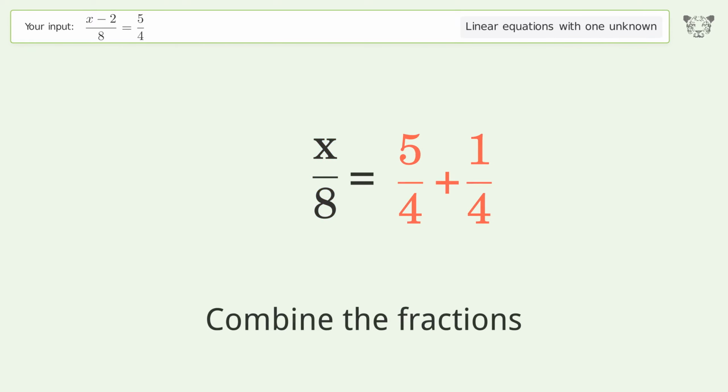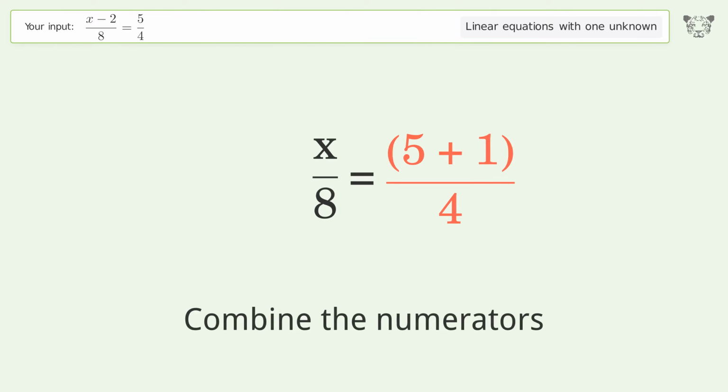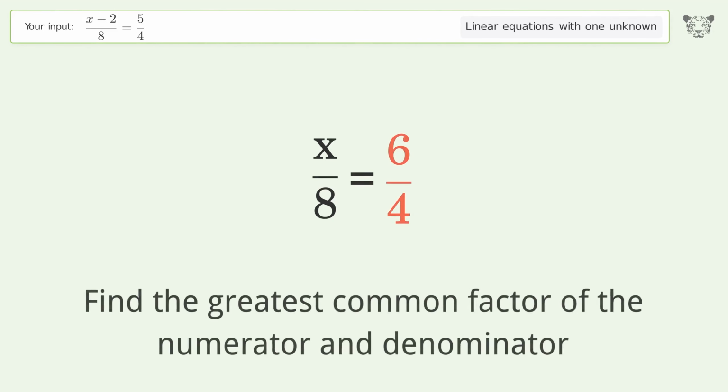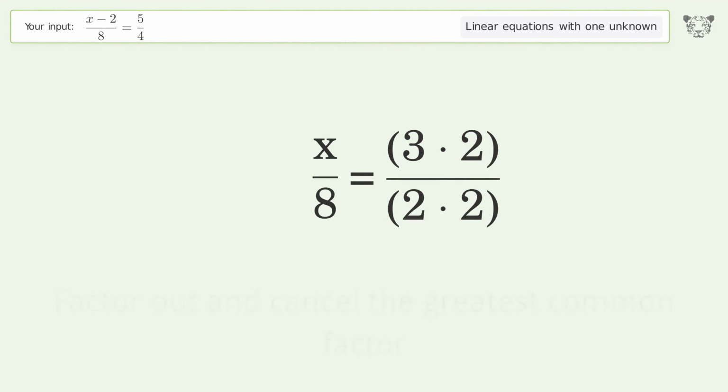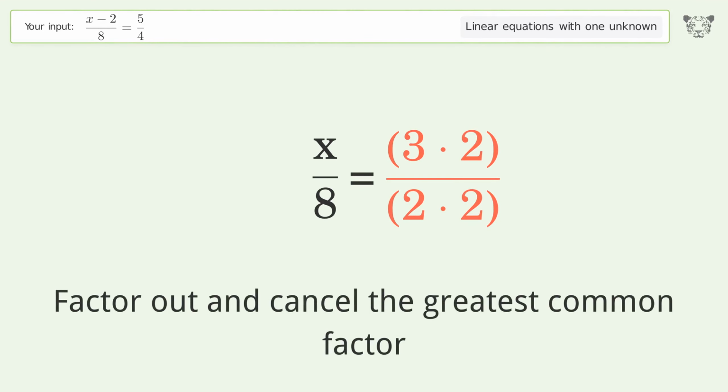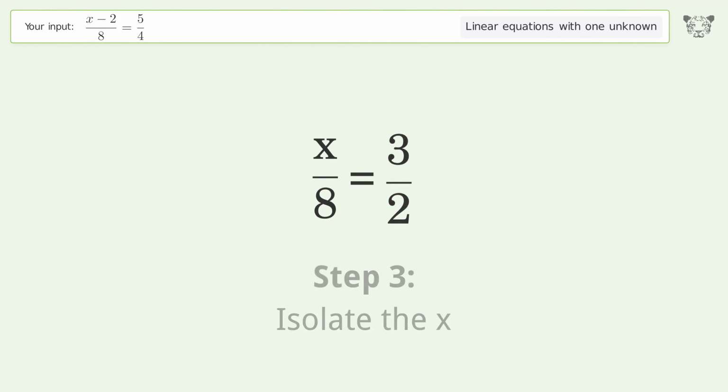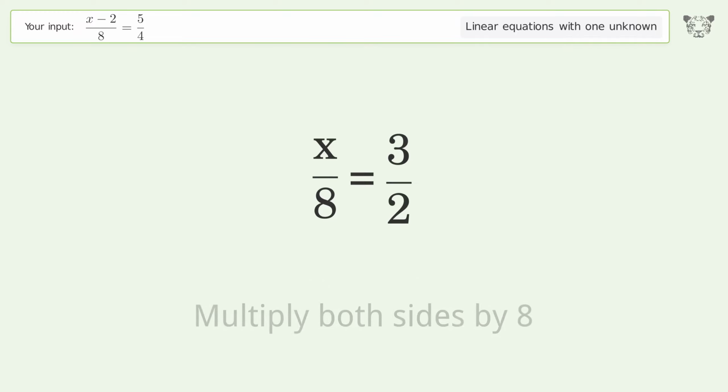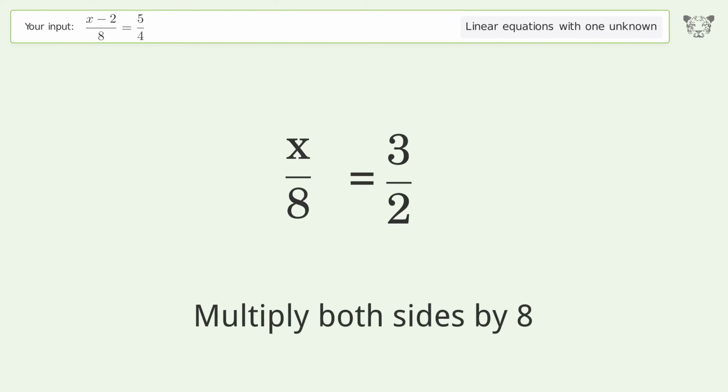Combine the fractions. Combine the numerators. Find the greatest common factor of the numerator and denominator. Factor out and cancel the greatest common factor. Isolate the x. Multiply both sides by 8.